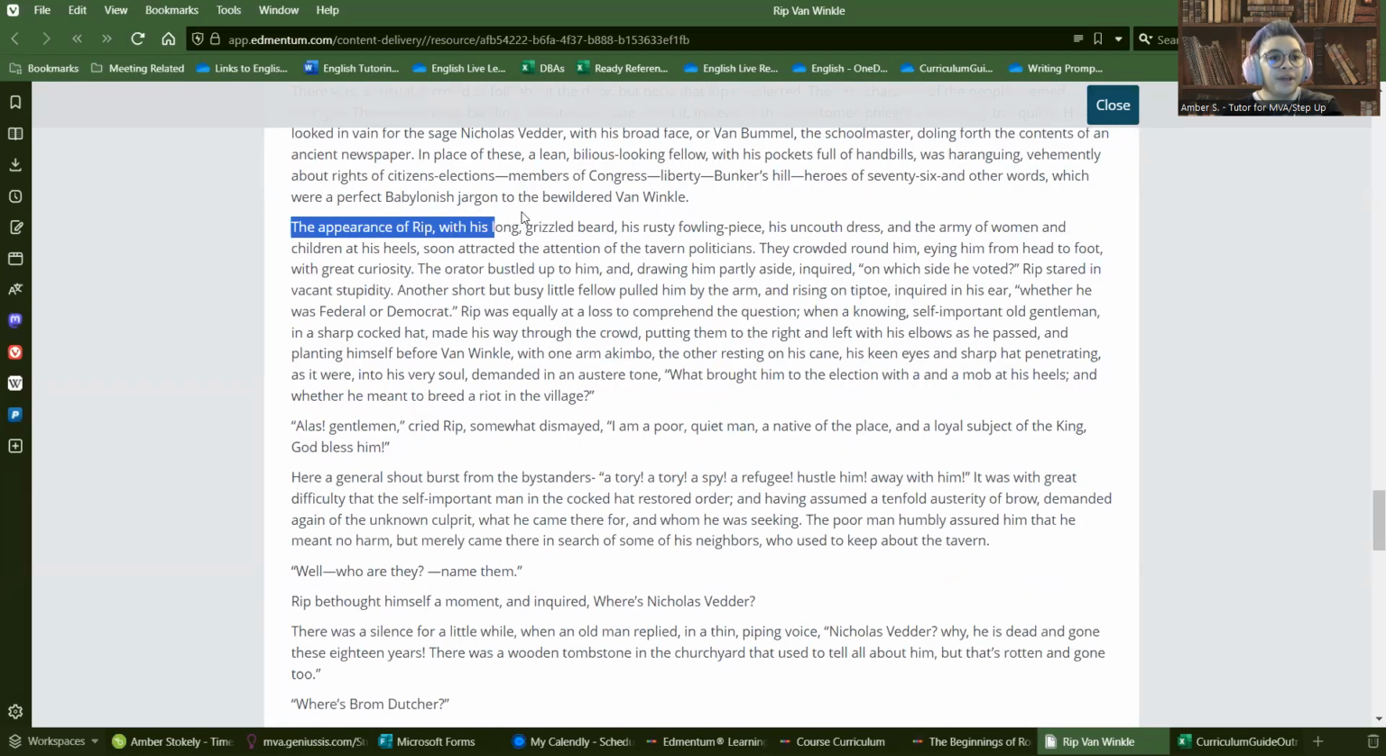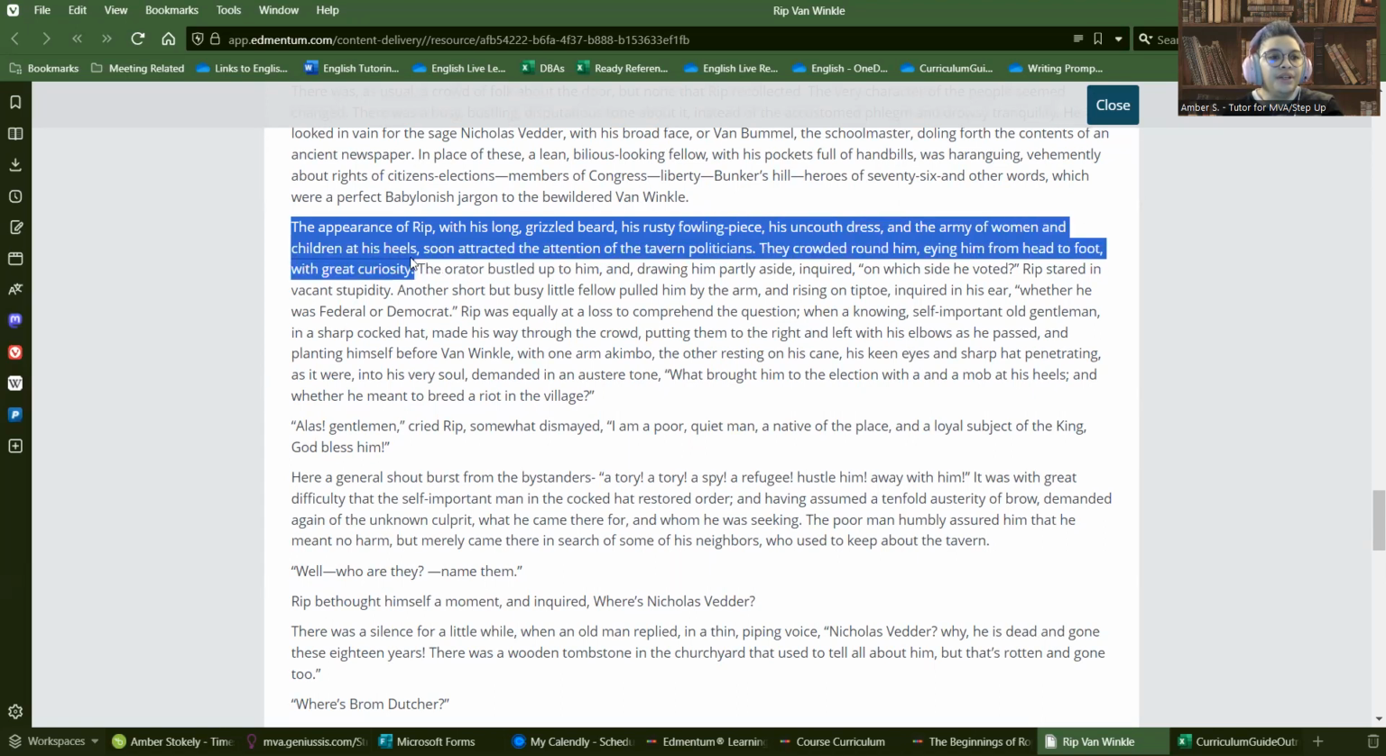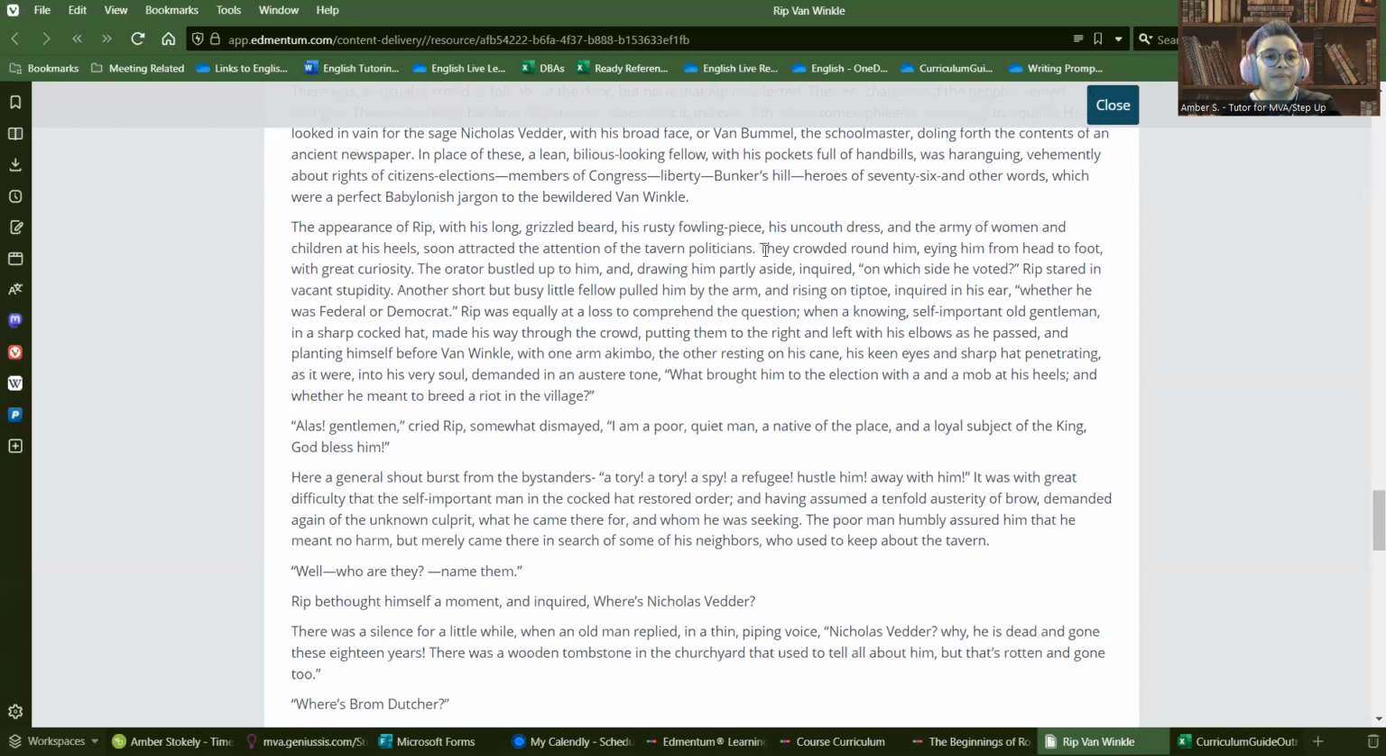The appearance of Rip, with his long grizzled beard, his rusty fowling piece, his uncouth dress, and the army of women and children at his heels, soon attracted the attention of the tavern politicians. So these used to be good things, but now they're bad because he's weird and he doesn't recognize anyone. He's a stranger and they don't know him.